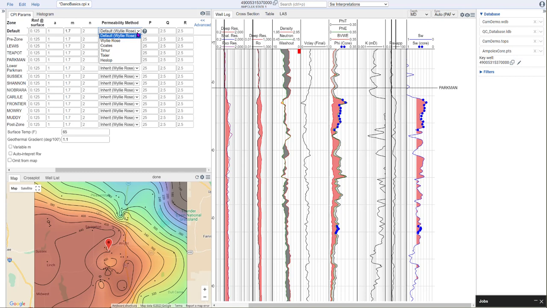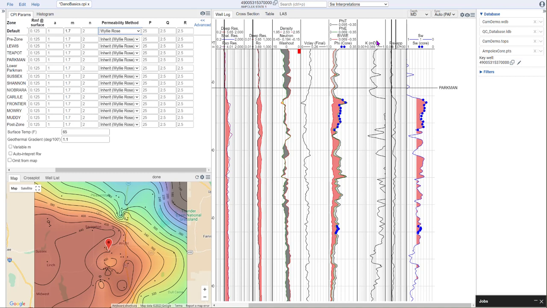Now they're all quite similar. They all have the same number of parameters that we need to set, but remember they are different formulations. Some of them use percent, some of them use decimal for the various inputs. Now we handle all that for you in Danomics, but the parameters will need to be adjusted for that. Today we're going to focus on using the Wyllie Rose methodology.